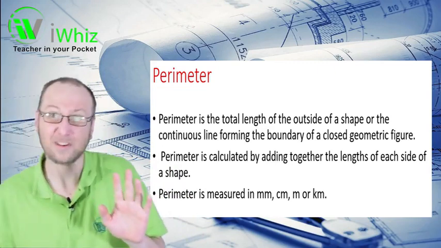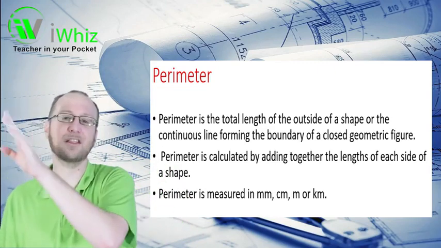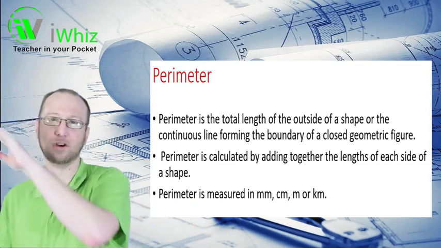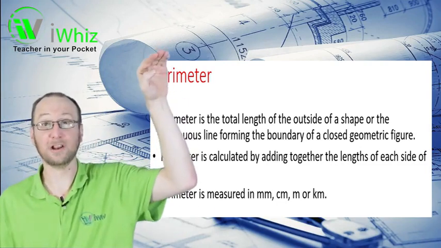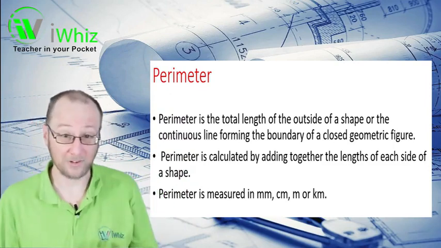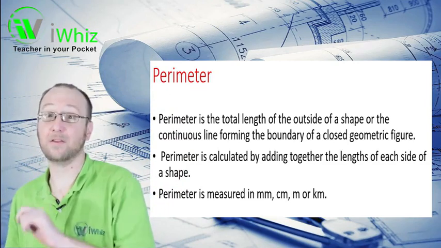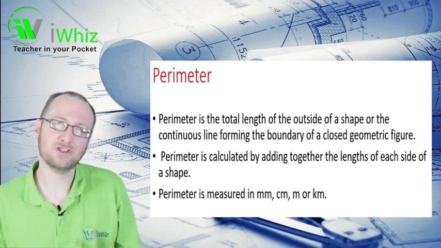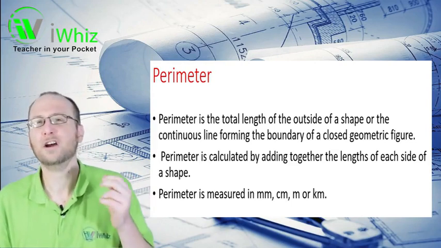So we calculate perimeter by adding the length of each side of that shape. So with my soccer field, I would go this side plus this side plus this side plus that side, and I would get a total perimeter. Now, perimeter measures length around the outside of an object, so it is measured in millimeters or centimeters, meters, or even kilometers.